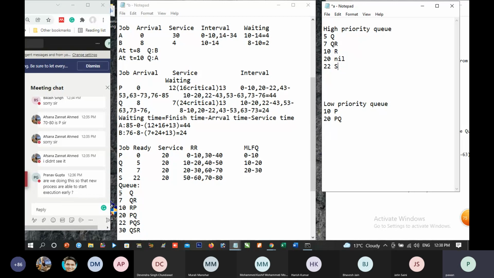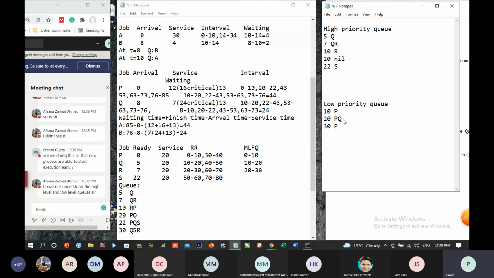Okay. Now, at 20, P and Q will be put in the low priority queue. Now, at 22, S will be put in the high priority queue. So, up to 30, what is going to happen? At 30, P, Q, R are in the low priority queue. And at time t equal to 30, the service of S will start from 30 to 40.